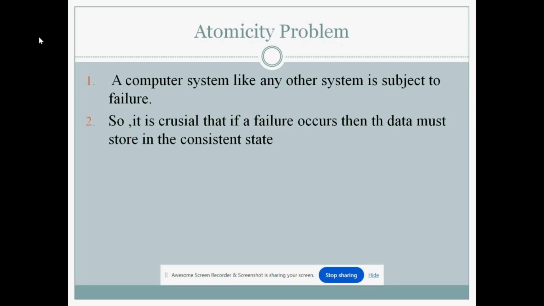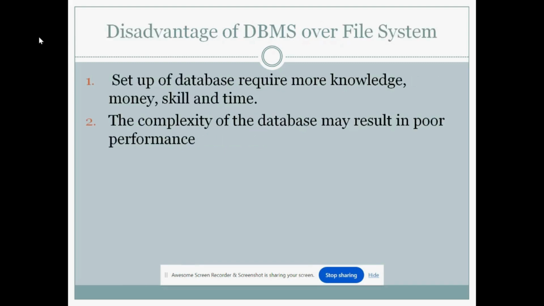Consider an example program to transfer 1000 from account A to account B. If a system failure occurs during the execution of the program, then it may be possible that 1000 was removed from account A but was not added to account B. This inconsistency is called the atomicity problem, which can be removed with the help of DBMS but not with the help of a file system.